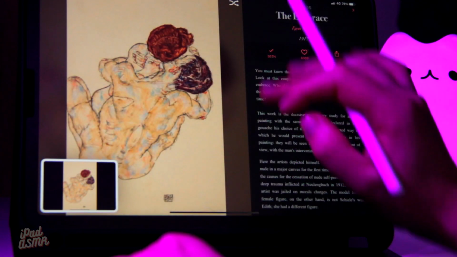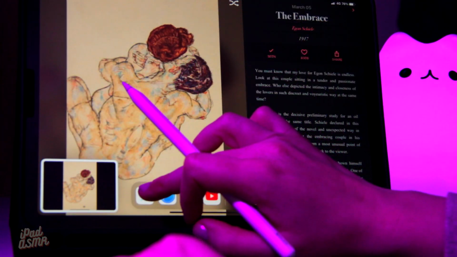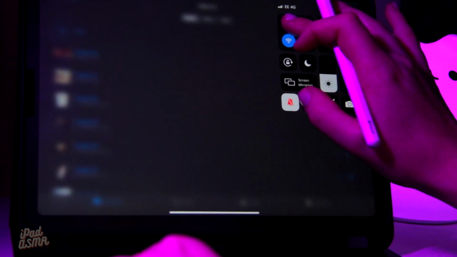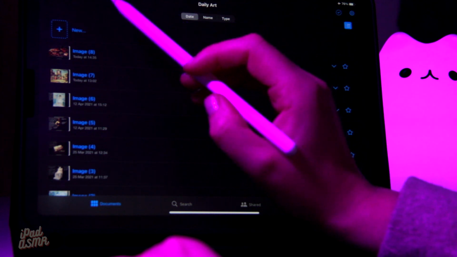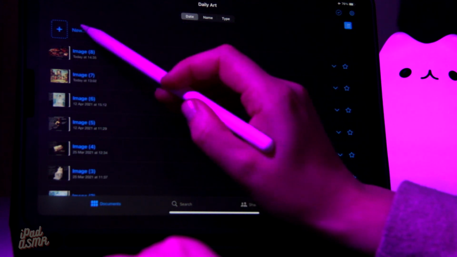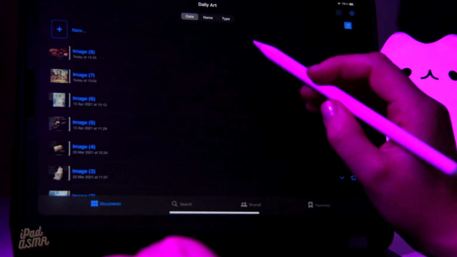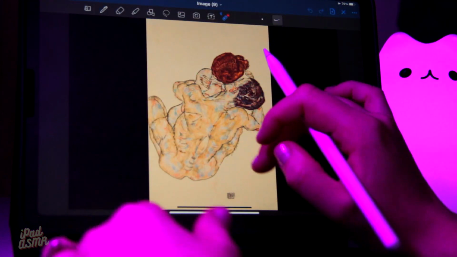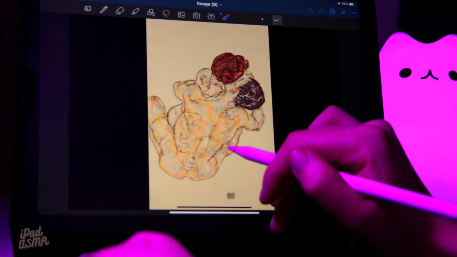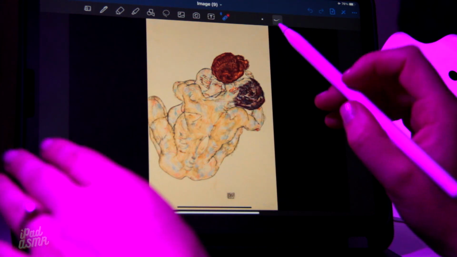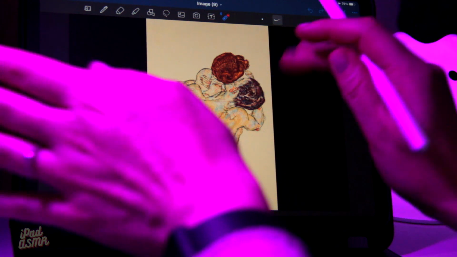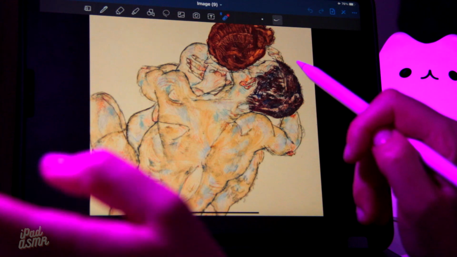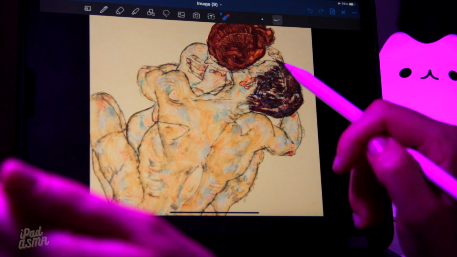So let's open this up in our Goodnotes. This was the one that we did before. Let's open up a new image and import it. So like always, we are going to be doing our own critique of this picture before we delve into the inner meanings and messages and history behind it.